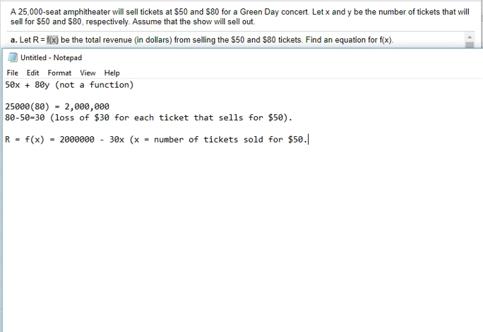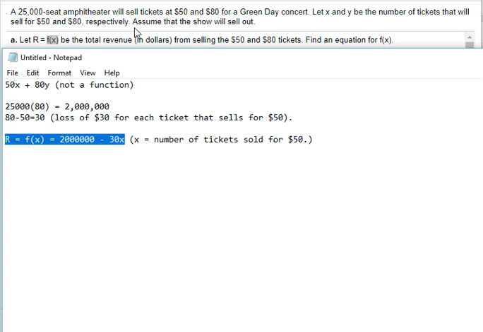Okay, does that make a little bit of sense? Because if I was to sell 0 tickets for $50, if x was 0, then that means all of them would be sold for 80, so I get exactly 2 million. If I sell 1 ticket for $50, then I would subtract off 30 from this to say that 1 ticket was $30 cheaper than the rest of the tickets. So that's where this function comes in. It needs to be written in function notation, so instead of using two different variables, x and y, and solving a system of two variables, this is a function notation way of setting this up.